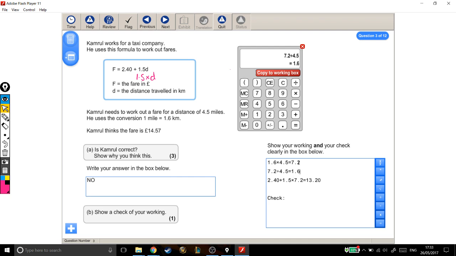Now, you've probably just seen that when I press copy to working out box, it's put it in the wrong place because I had my mouse clicked in here. So when I press copy to working out box, that's where it copied it. I've just deleted that, moved the cursor down, and copied it to the working out box again.